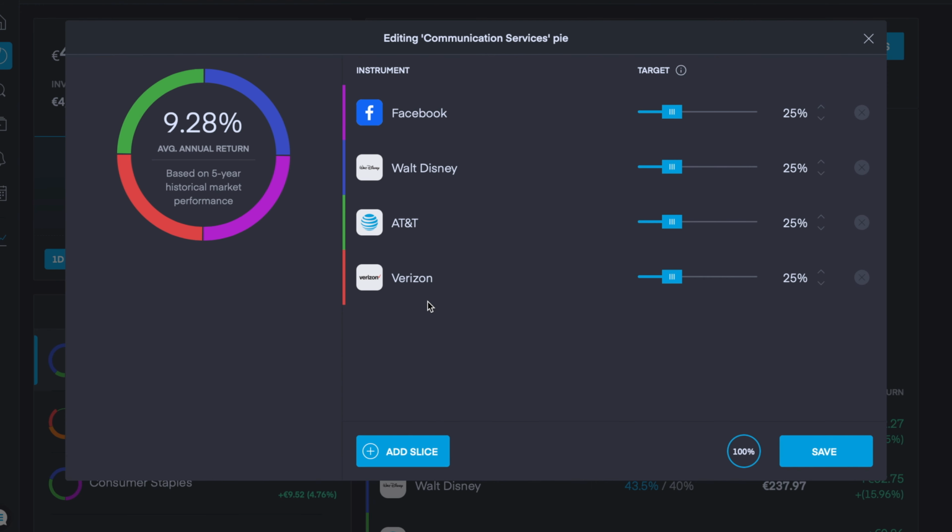We can see now that by adding Verizon into my communication services portfolio, we now have four companies in the form of Facebook, Walt Disney, AT&T, and Verizon. And based on 5 years historical market performance, we can see that the average annual return will be about 9.28%.